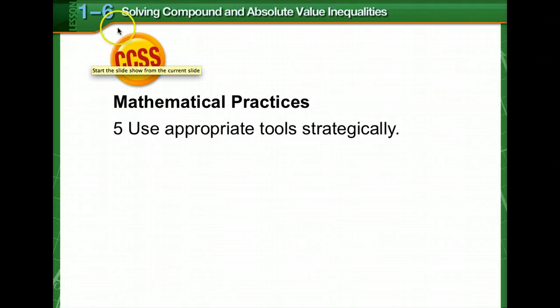Okay, today we're going to be learning about solving compound and absolute value inequalities. We have no Common Core State Standards that focus on this one. This is mainly to build us up so that we're ready to do a Common Core State Standard. Our mathematical practice that we'll be using is number 5. We'll be using appropriate tools strategically.